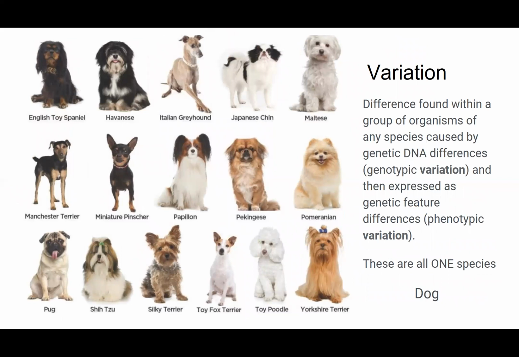So when you have differences found within a group of organisms of any species, it's caused by genetic DNA differences, okay? That's your genotype variation. We talked about this before. And then expressed as a genetic featuring difference, which is your phenotype variation, which is what you look like, right? This is just a variation, and yet they're all of one species.